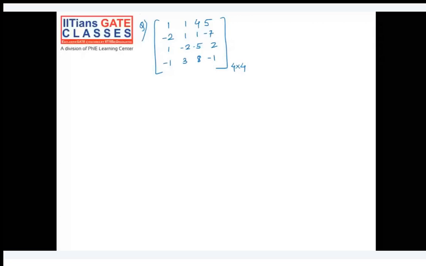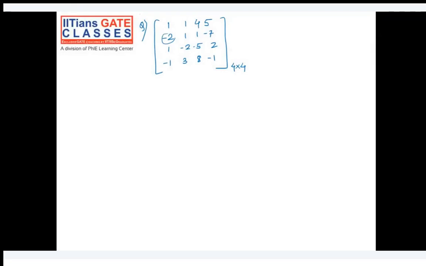When we are trying to convert into the echelon form, we are trying to make the terms I'm circling now 0. So in the first step, we will make these 3 terms 0. What operation do you have to perform? R2 is equal to R2 plus 2 times R1, R3 should be equal to R3 minus R1, and R4 should be equal to R4 plus R1.